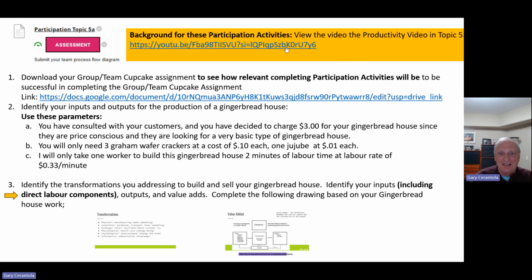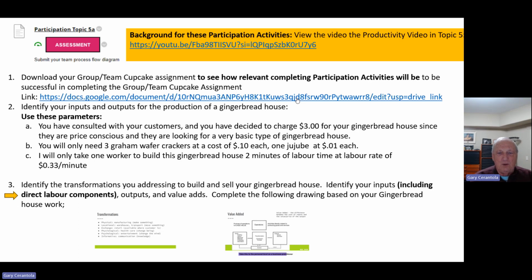The second thing is, here's the link to the cupcake assignment. Pull it out and have a look at how relevant topics 5A and 5B are to give you the leg up on answering the questions in the cupcake assignment itself.